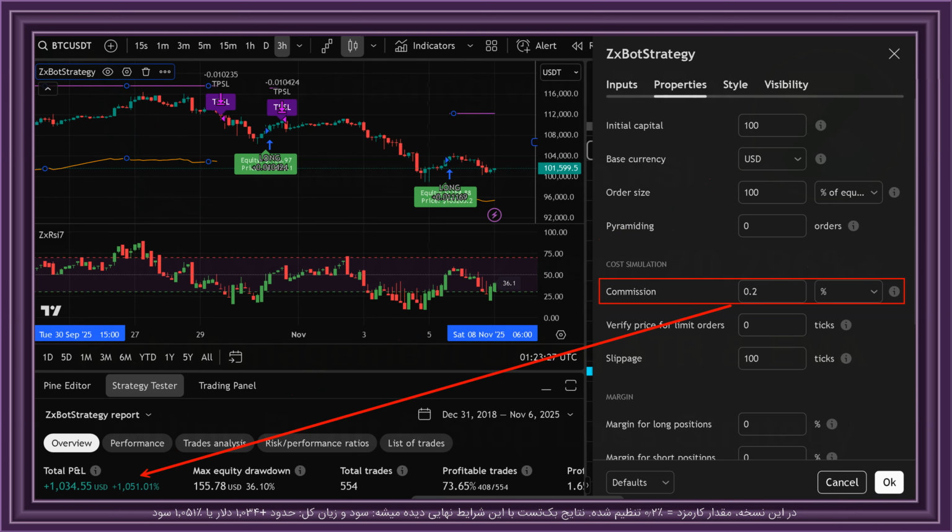In this version, commission equals 0.2% is set. The backtest results with these final conditions are displayed. Total P&L around plus 1,034 USD or 1,051% profit. Max equity drawdown around 155 USD or 36% loss. Total trades 554 trades. Win rate around 73.6%.